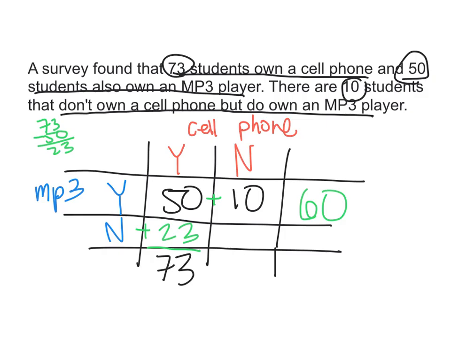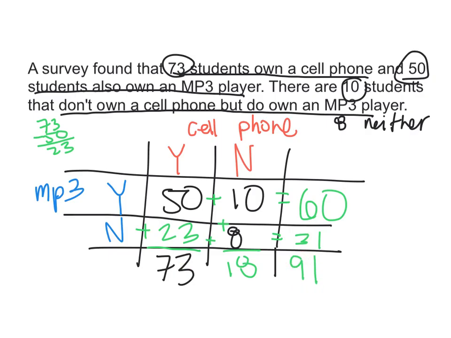I think the last part, I forgot to include this in here, was that 8 students don't own either. So 8, neither. That one's going to go over here. Sorry about that, I forgot about that. So 10 plus 8, that's going to give me 18. 23 plus 8, that's going to give me 31. And 60 plus 31 is 91, or 73 plus 18 is 91. Just check your work. Make sure that this plus this equals that. This plus this equals that.